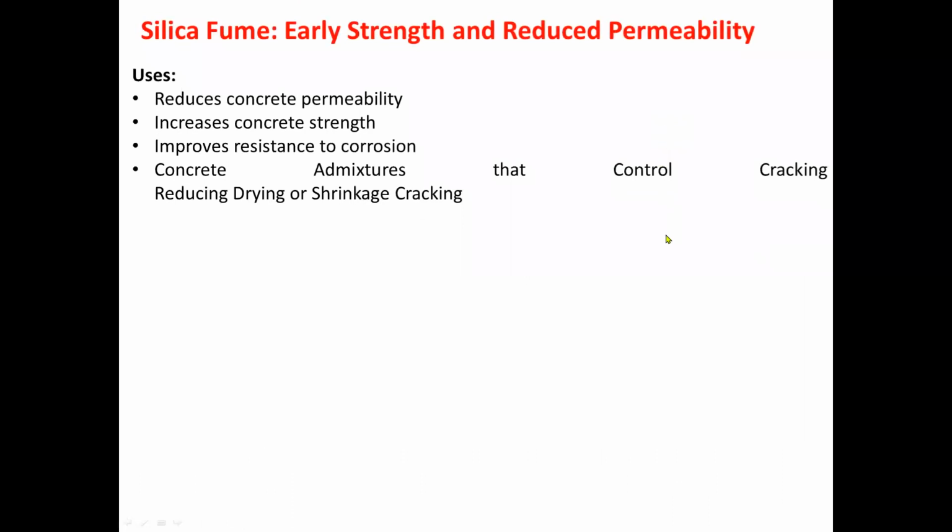Ano yung gamit ng silica fume? Una, ang function nito is to reduce concrete permeability. Second one, to strengthen the concrete sample. Third one, improves resistance to corrosion. Concrete admixtures that control cracking, reducing drying shrinkage cracking.